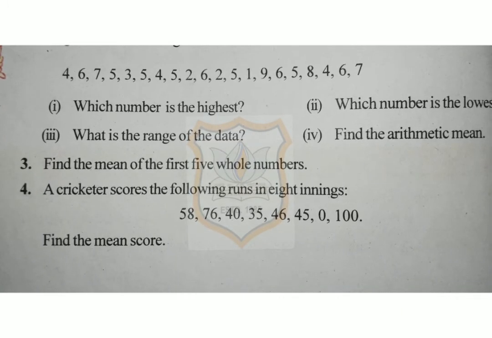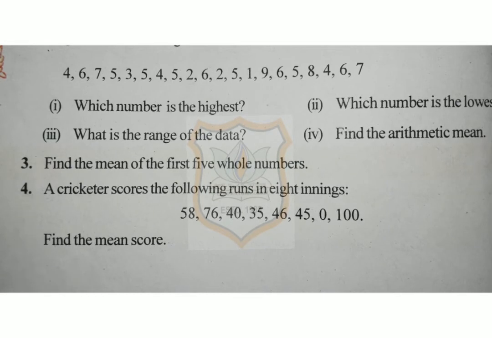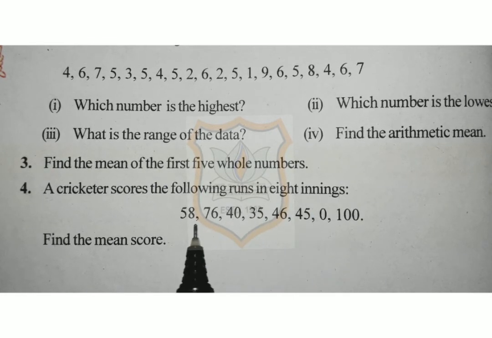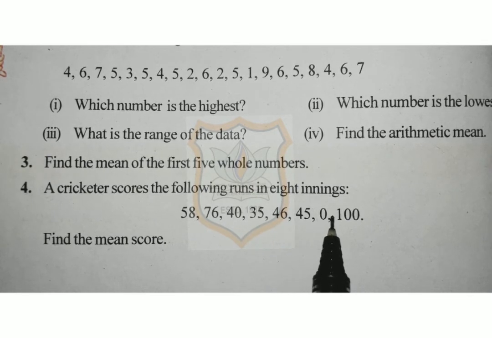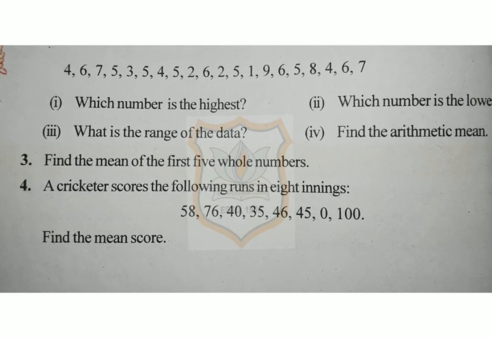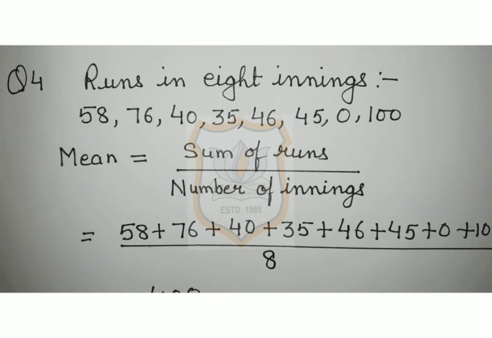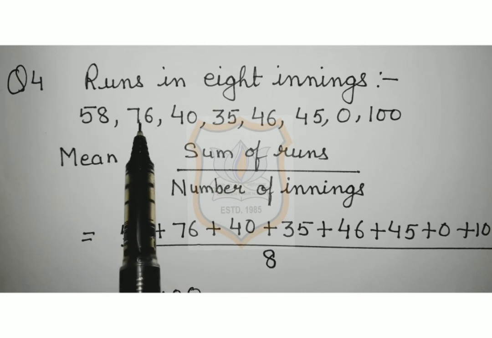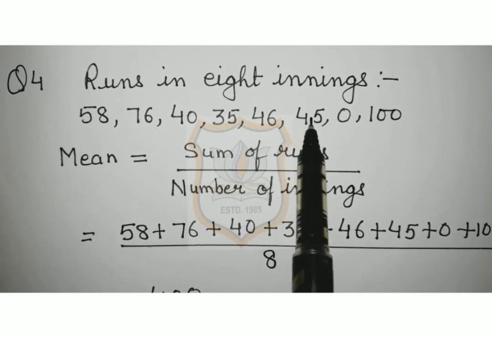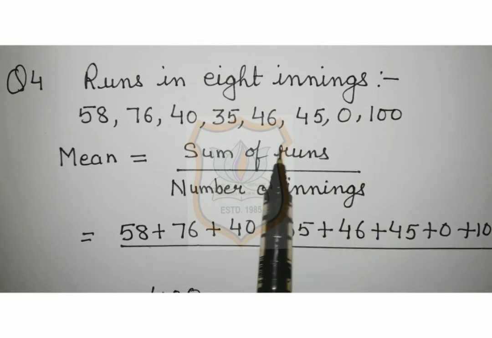Now students, we will solve question number 4 of exercise 3.1. And question number 4 of exercise 3.1 is a cricketer scores the following runs in 8 innings. That is 58, 76, 40, 35, 46, 45, 0 and 100. What you have to do is find the mean score. So students, let us solve question number 4 of exercise 3.1. That is runs in 8 innings that are given in the question, that are 58, 76, 40, 35, 46, 45, 0 and 100. You have to find out the mean.